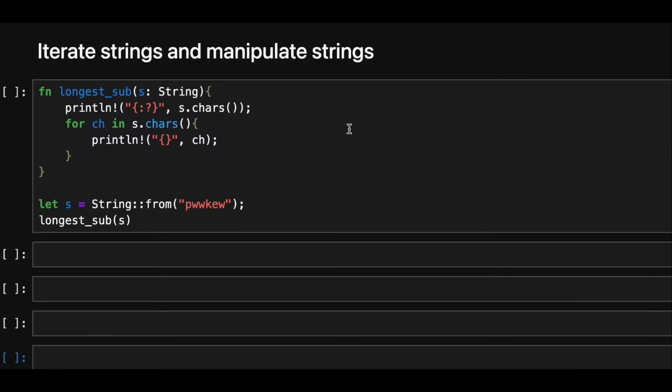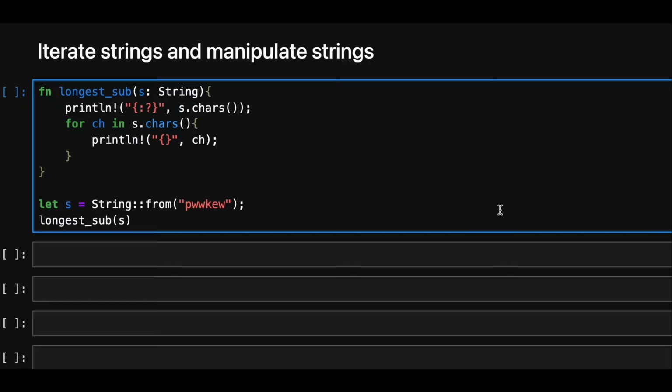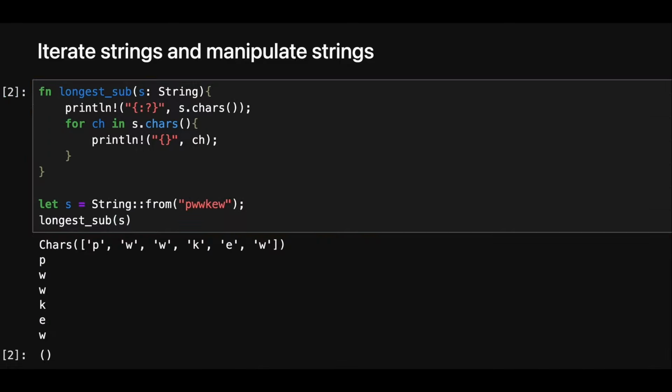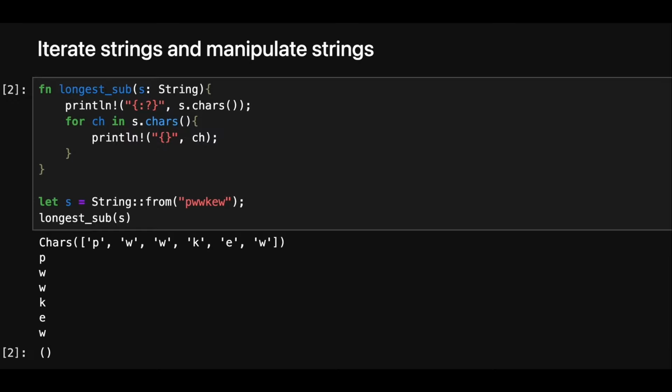Let's dive into the coding section. First up, we gotta figure out how to go through each character in a string. In Rust, we do this using the chars method. It gives us a way to look at one character at a time. We can then use a for loop to do stuff with each of these characters.